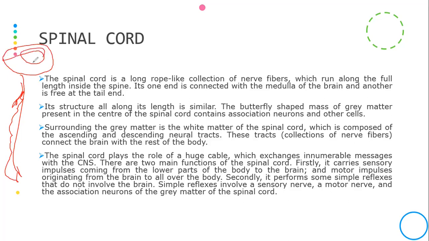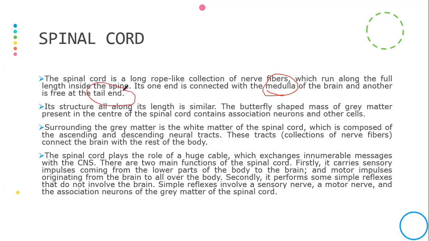The hundreds of billions of neurons pair with the nerves, come down to the brain stem and distribute to the whole body. This mid part of the body is connected to every motor organ, running along the full length of the inside of the spine. If you touch and feel your backbone, it is a strong, iron-like structure, but inside are the nerve fibers, a rope-like collection running along the full length of the spine. One end is connected to the medulla, that is the hindbrain or brain stem, and the other is a free end at the tail end. From the tail end, they are connected to the legs, the back part and other organs.